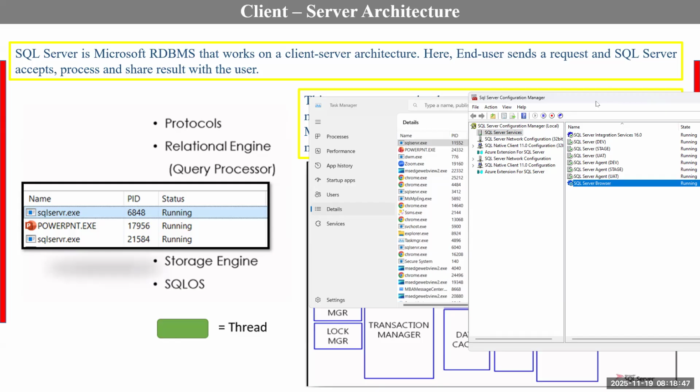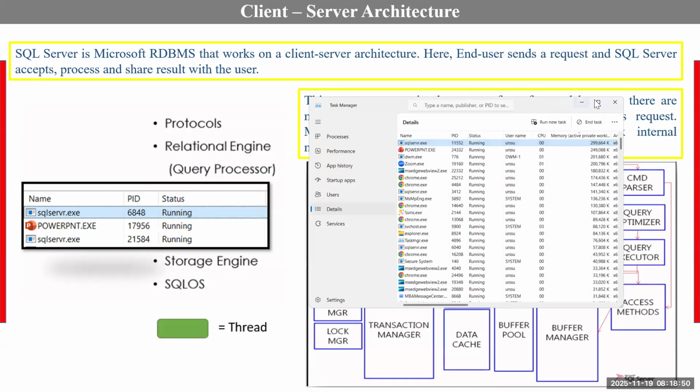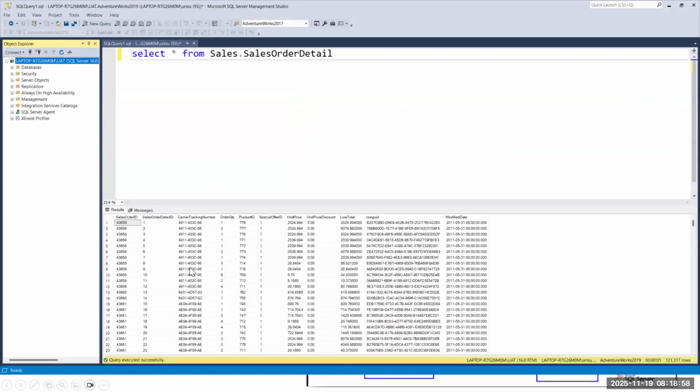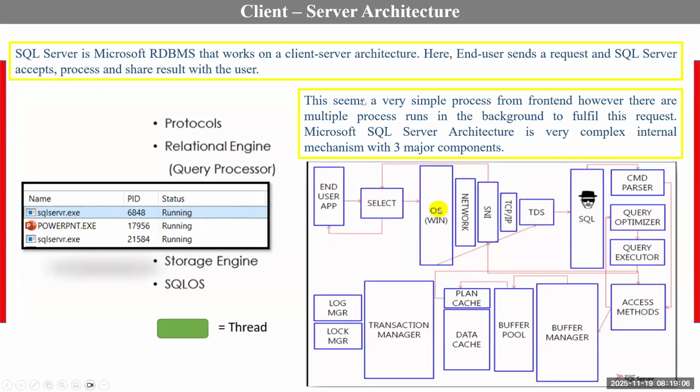Now next thing. See, this seems a very simple process from the front end. I will just connect to SSMS, I can run the query, I can get the data. This is very simple in the front end. But in the background it is very, very important, sir. However, there are multiple processes running in the background to fulfill this request. Whatever request you send to the server, SQL Server is processing a lot of things to fulfill it.